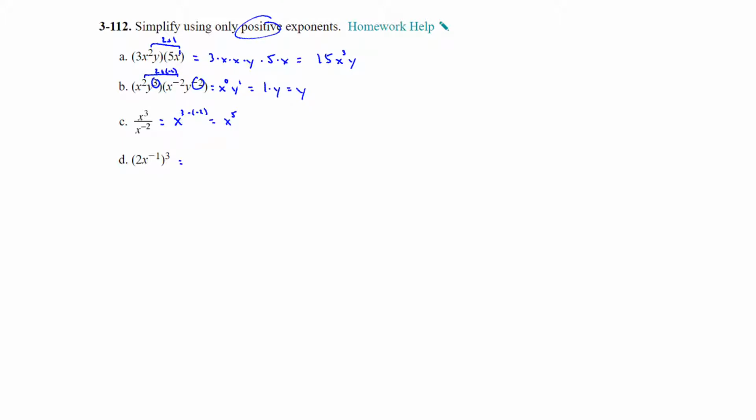And then on the next one, the whole thing is being multiplied by itself 3 times. And so I'm going to expand that one out. So we can see it's 2 times 2 times 2. That's 8, not 6, because 2 times 2 is 4. 4 times 2 is 8. And then you can add all the negative 1s to get negative 3. And then we can simplify negative exponents. This would be 8 divided by x to the positive 3.